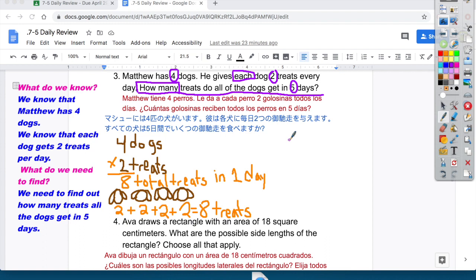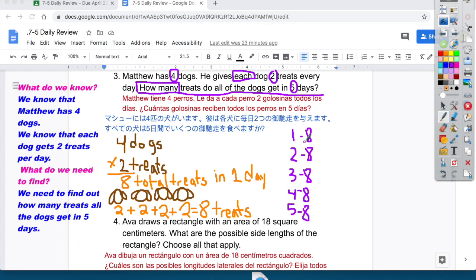So for each day, this is day 1, day 2, day 3, day 4, day 5. There are 5 days, and they get 8 treats. All the dogs get 8 treats on the second day. All the dogs get 8 treats on the third day. All the dogs get 8 treats on the fourth day. And all the dogs get 8 treats on the fifth day.